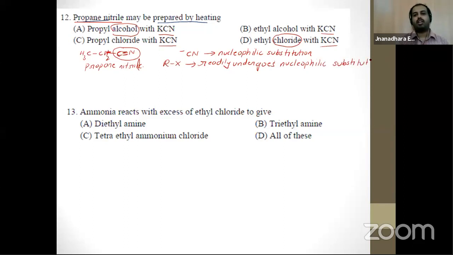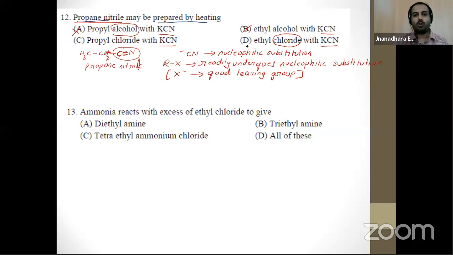What's the reason for it? Because the halide ion, X minus, is a very good leaving group. Remember all these points. In alcohol, what would be the leaving group? OH minus. It's a bad leaving group. Therefore, alcohols cannot be used in this reaction. So option E is ruled out. Option B is also ruled out. So we know the answer is either option C or option D.